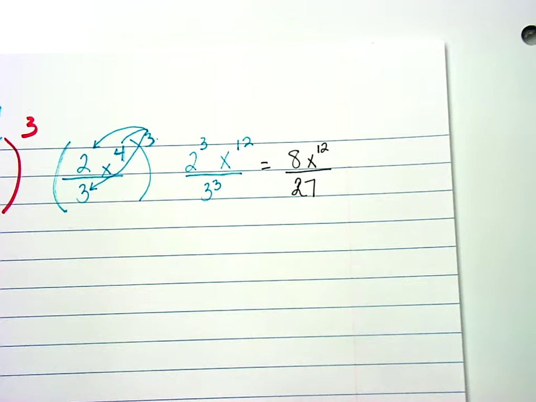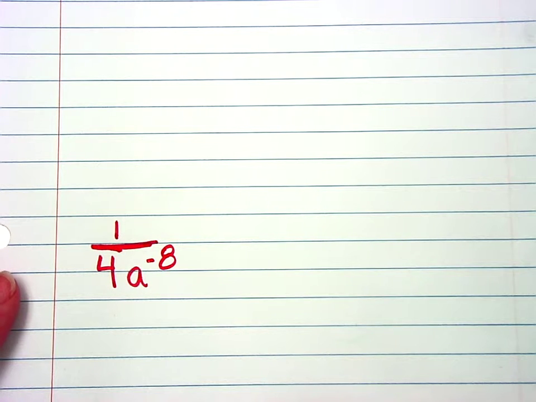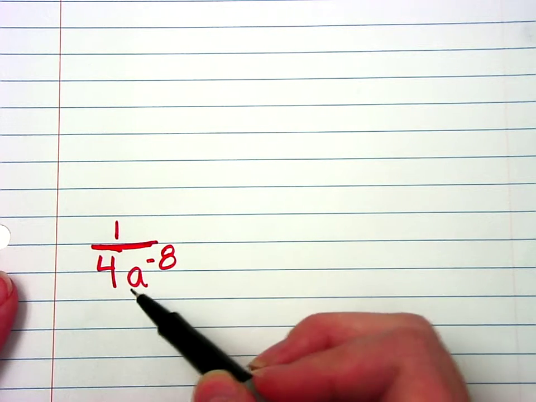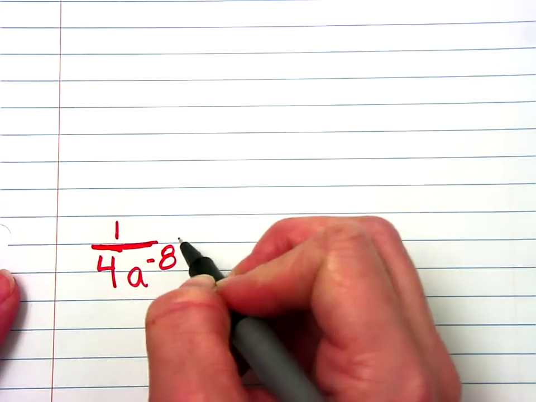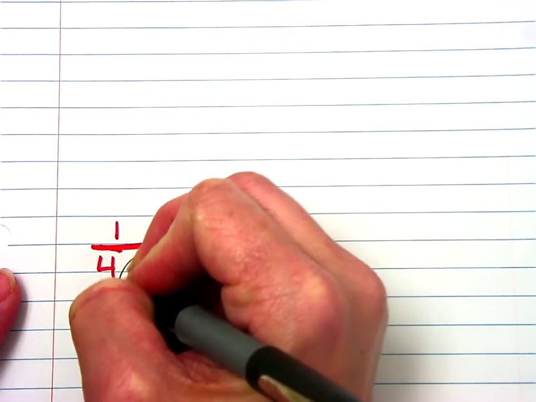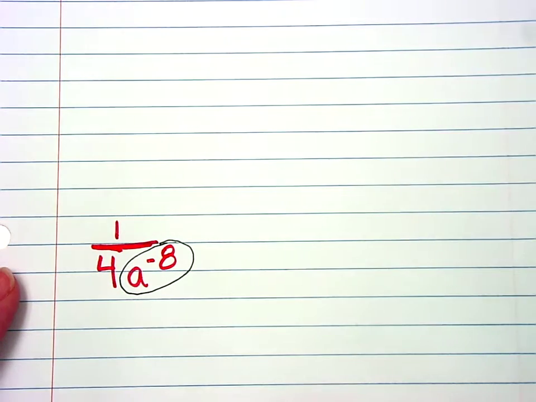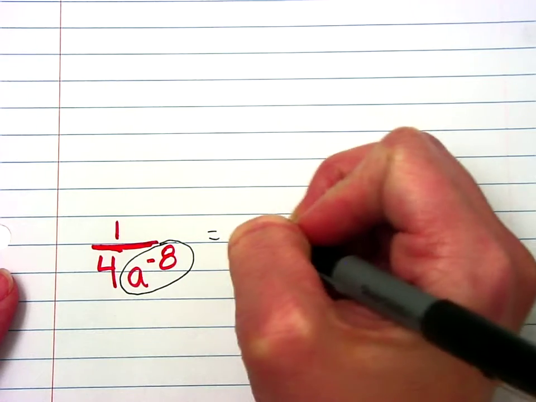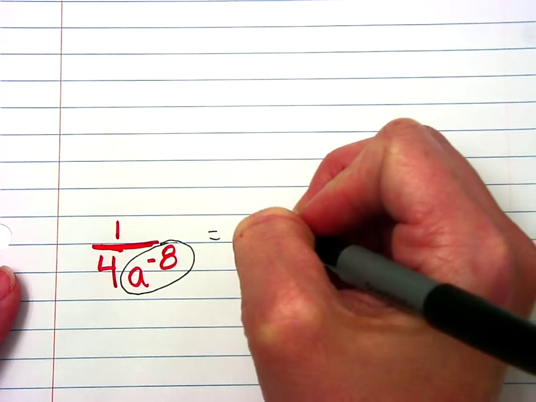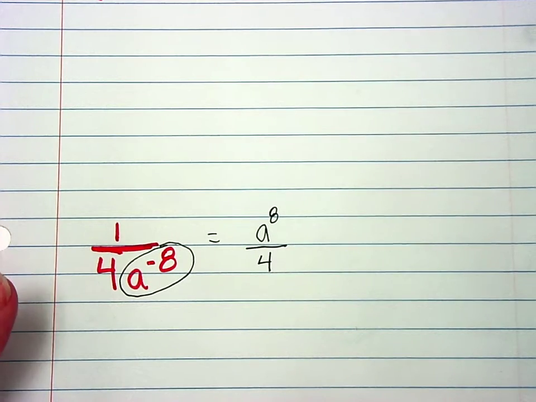Okay, the next one. Seems pretty simple, but I just want to check in with you about this one. I have this a to the power of negative 8. I know that I'm not supposed to have negative exponents, so that needs to move. Here's the deal. The only thing that's going to move is this piece right there. The 4 will stay on bottom because that negative 8 is not going to the 4. It's only going to the a. So my final answer on this one, pretty simple, quick one, is a to the power of 8 over 4. And that is your final answer for that one.